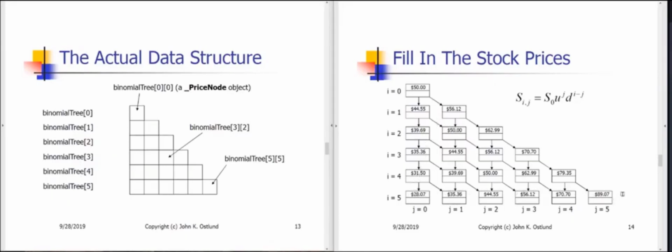And so we can easily fill in the stock prices in our binomial tree following the formula that each stock price in the tree is given by the initial stock price times some series of up and down movements.